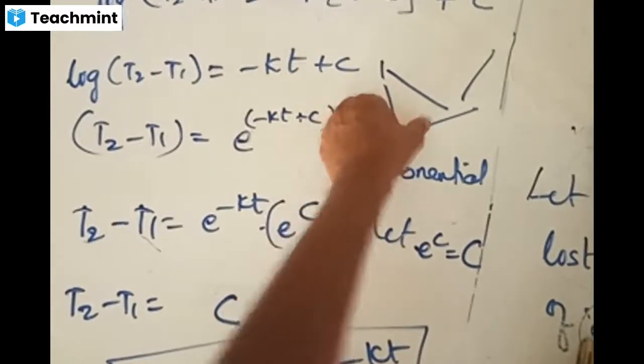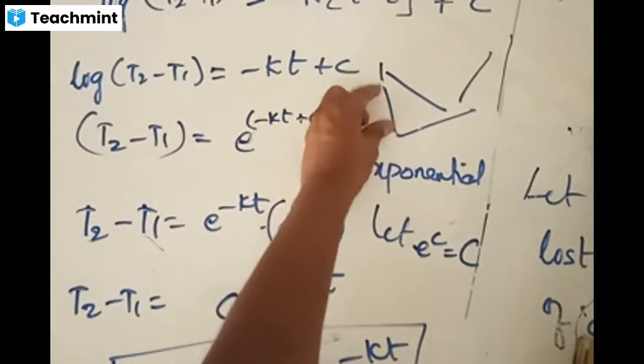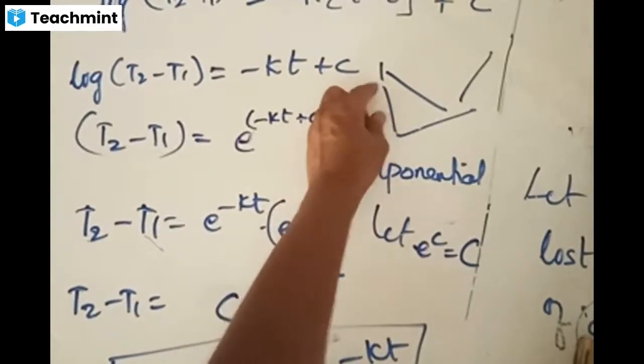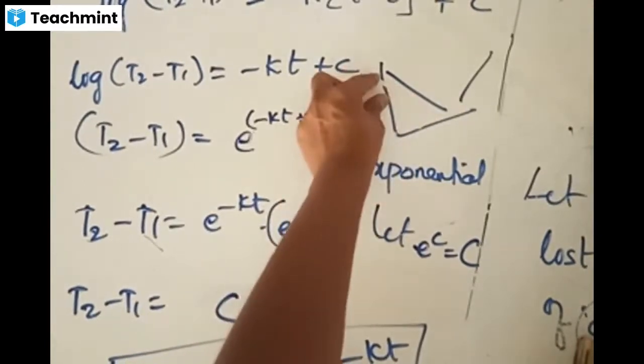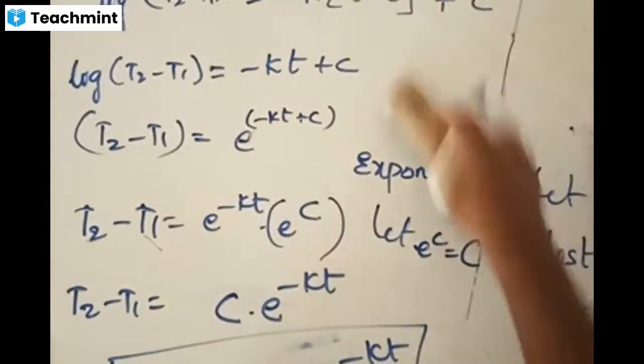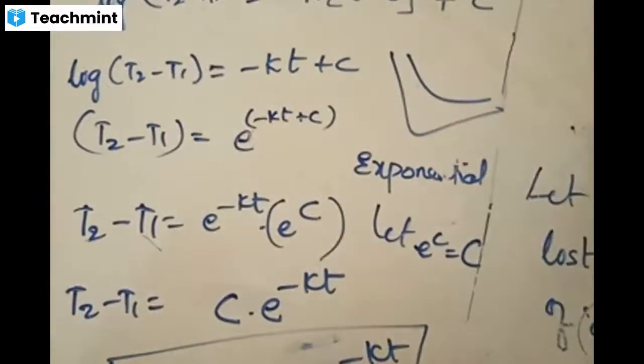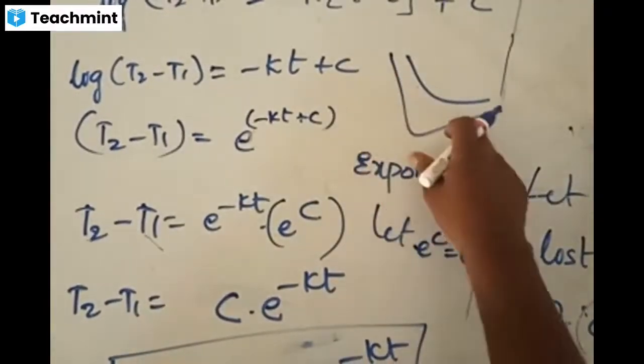For equal changes of time, equal changes of speed take place. For example, in 5 seconds, 5 meters per second; next 5 seconds, 5 more meters per second; next 5 seconds, 5 more meters per second. That is called linearity. But if it is not linear and you get some kind of curved shape like this, then it is called exponential. This is called exponential decrement.